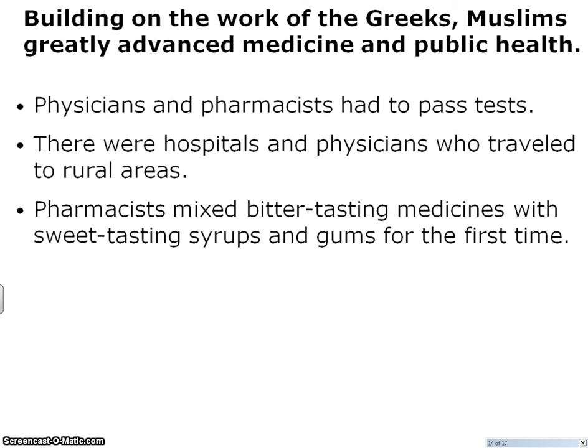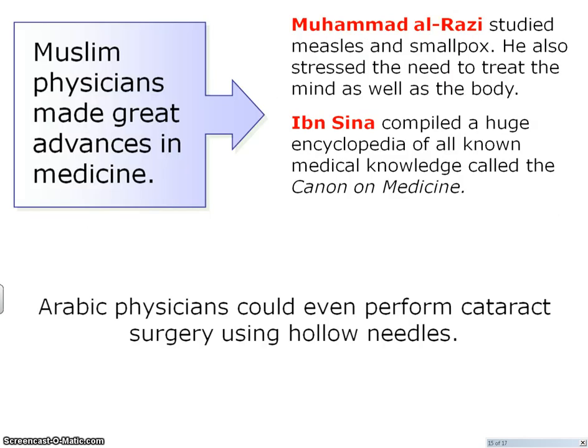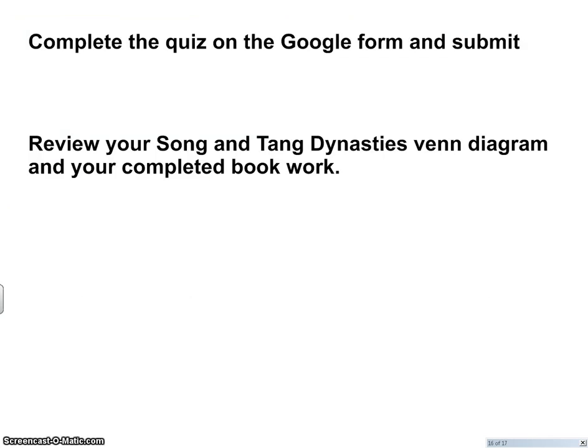Okay, so a lot of things go on during the Muslim age. They make great advances. Okay, they study measles and smallpox, stress the need to treat the mind as well as the body. They compile a huge canon of medicine, a medical encyclopedia. And they can even perform cataract surgery using hollow needles, which is a very popular surgery today. So, a lot of stuff happens.